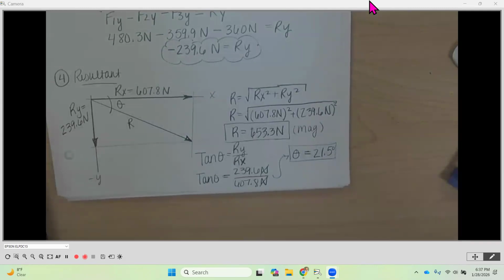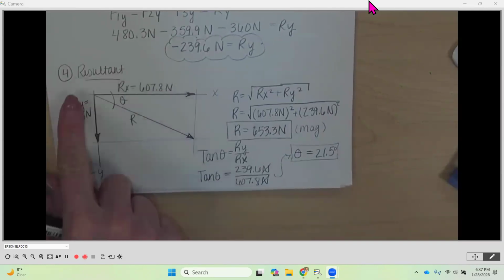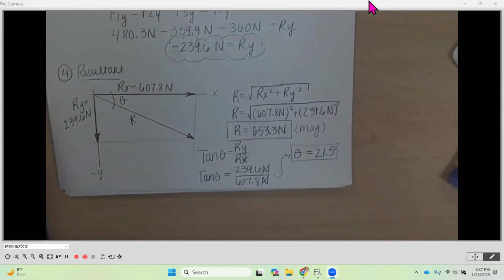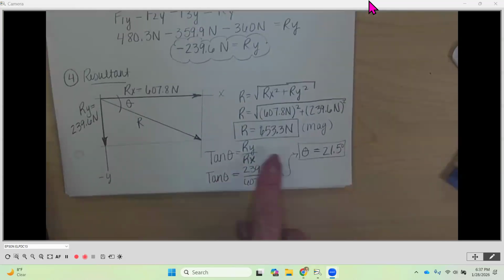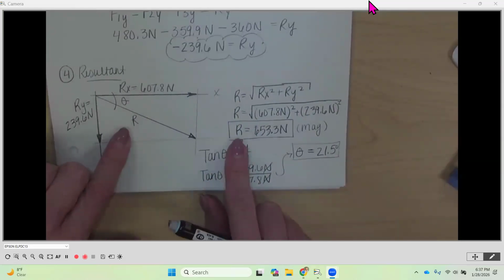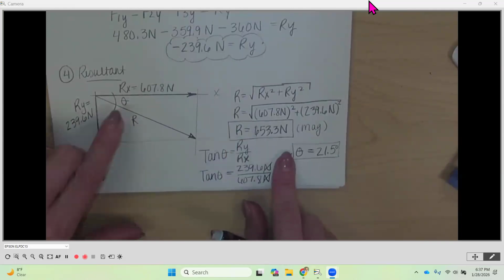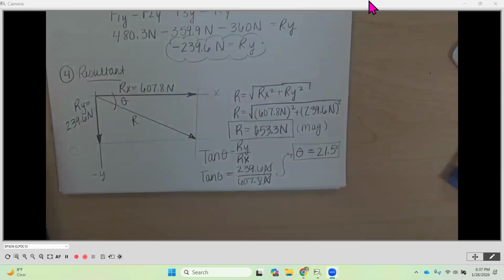I don't have the answer in front of me. There we go. You have to draw your diagram here of the resultant X and Y components and then of your resultant. And then when you get your values here, I need to see R, theta, okay? And then units appropriate as well.